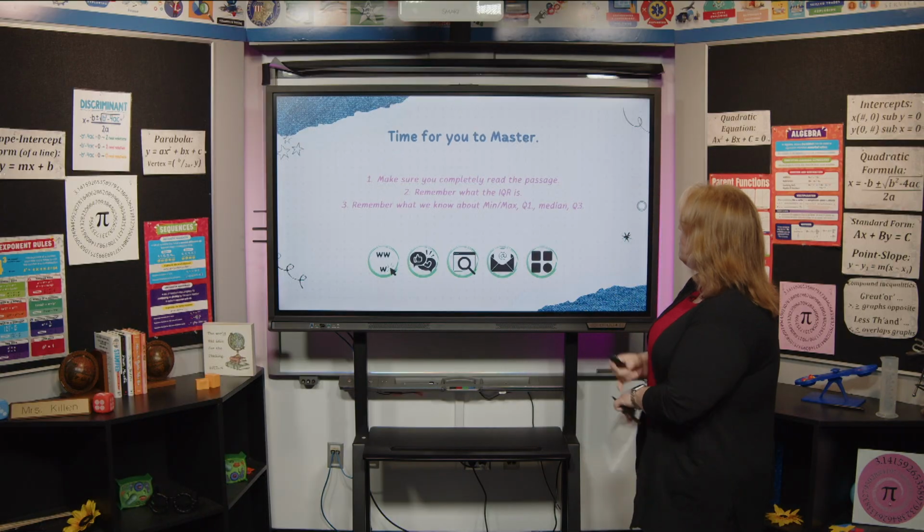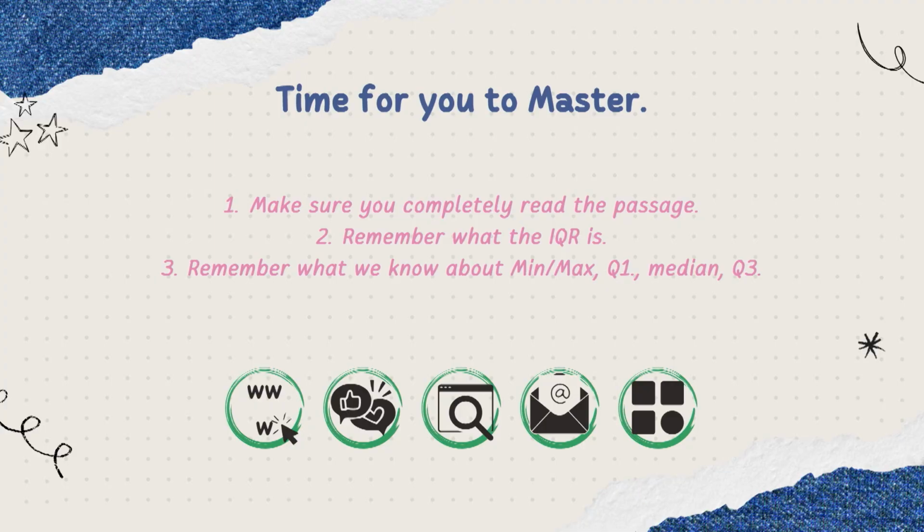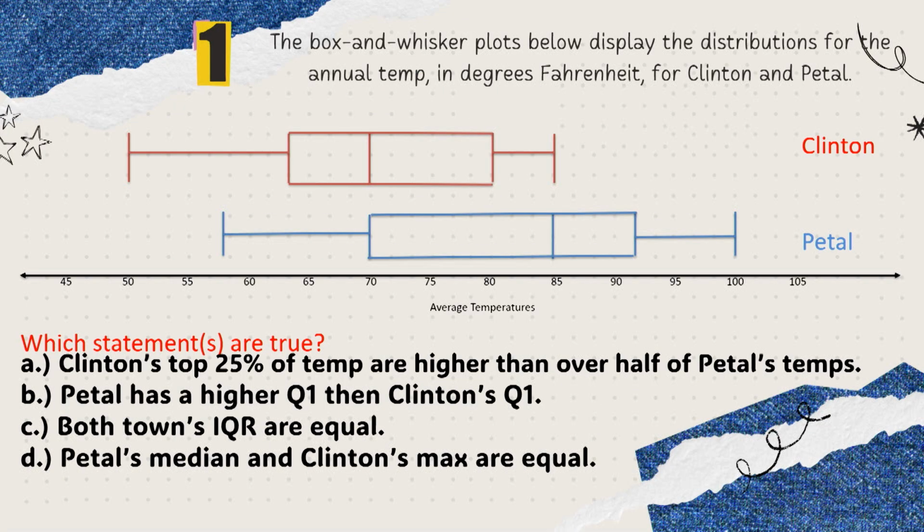All right, so now it's time for you to master. Make sure you completely read the passage. Remember what the IQR is. Remember what we know about min and max, Q1, median, and Q3. So here we go. The box and whiskers plots below display the distributions for the annual temperature in degrees Fahrenheit for Clinton and Petal. So here is what we're looking at. Clinton is the red box plot, Petal is the blue box plot.